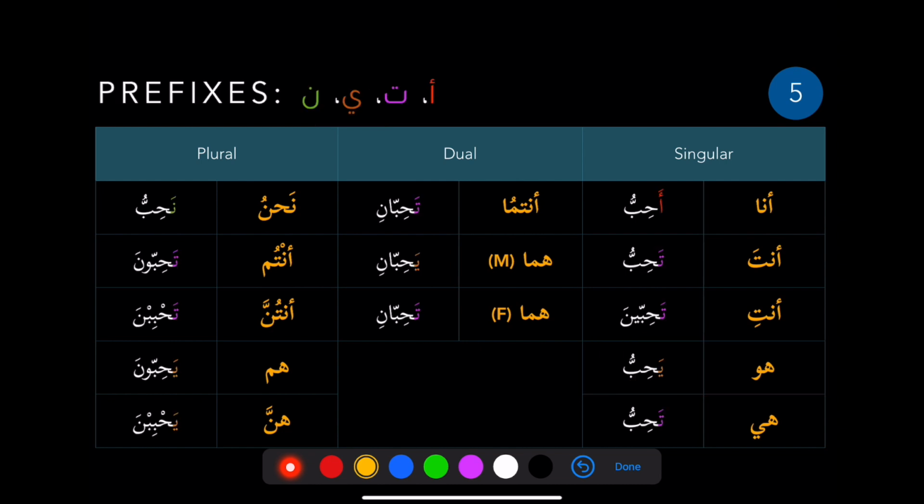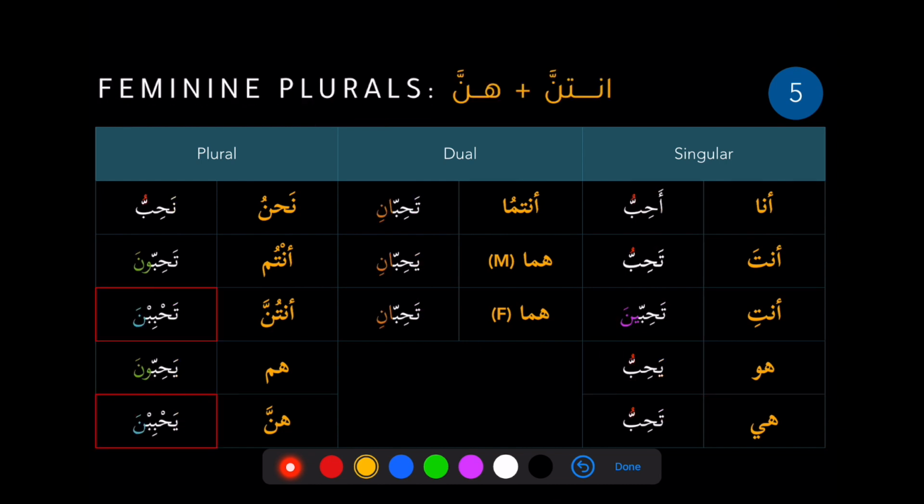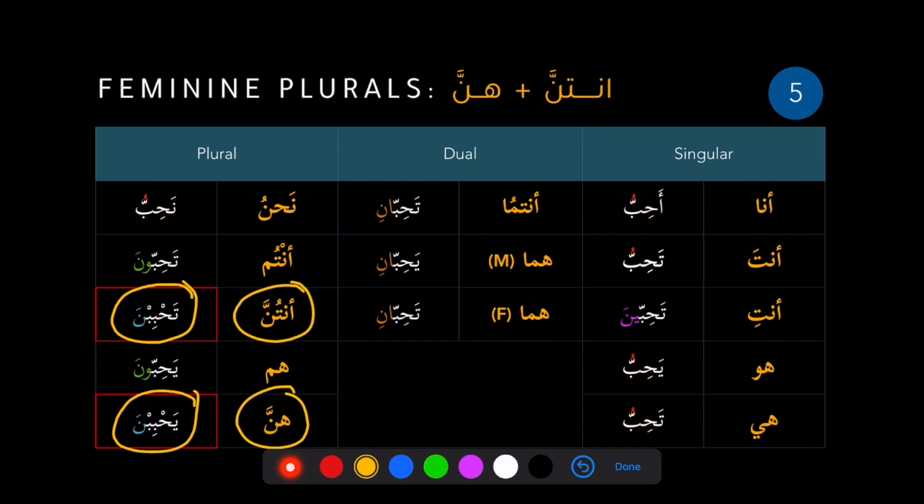Surprise! None of the prefixes changed as promised, and all the conjugations followed a pretty consistent pattern except for the feminine plurals antunna and hunna. Here we split up the double radical, placed the sukoon on the last radical, moved the sound vowel to the middle radical, and added a sukoon to the first radical. And that's how we ended up with antunna tahbibna and hunna yahbibna. Everything else followed the same patterns we've been covering so far.